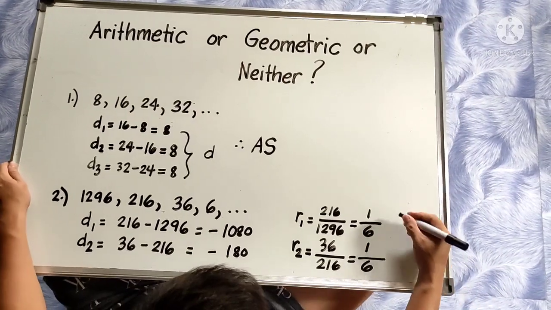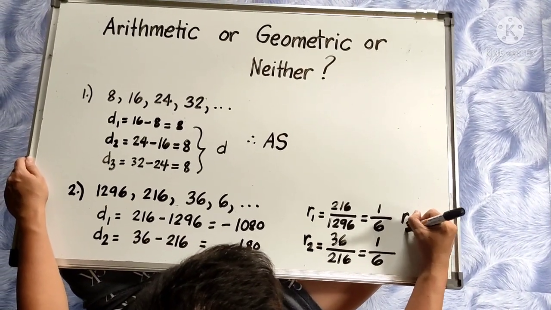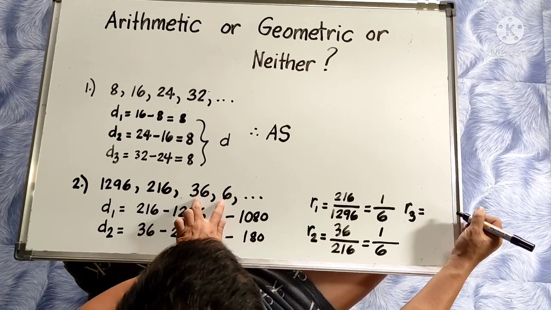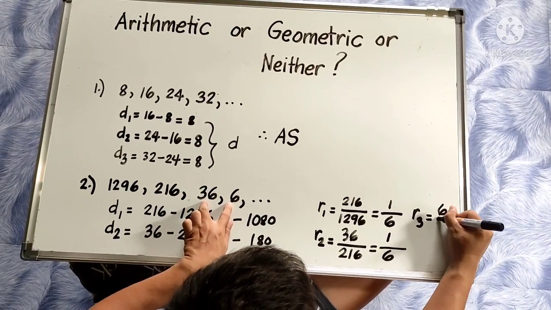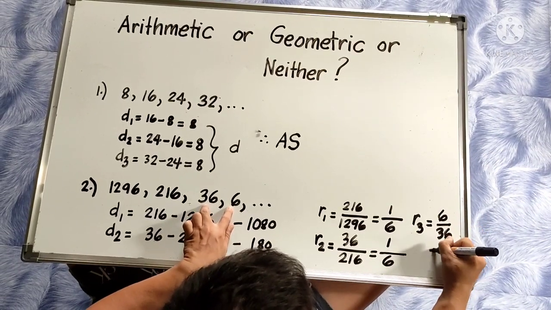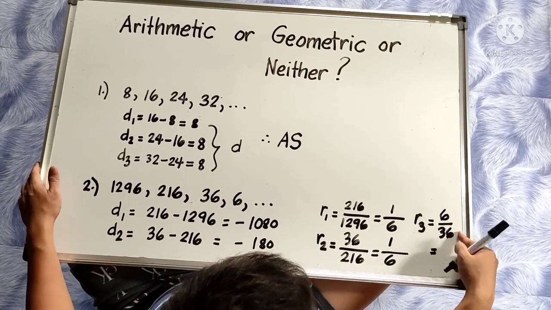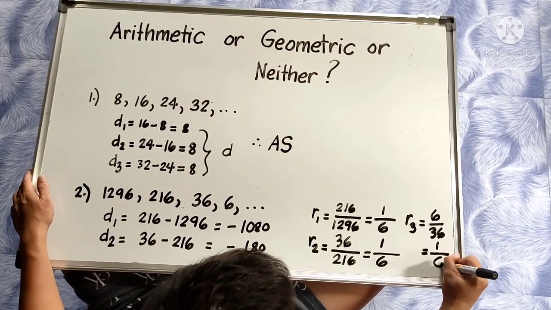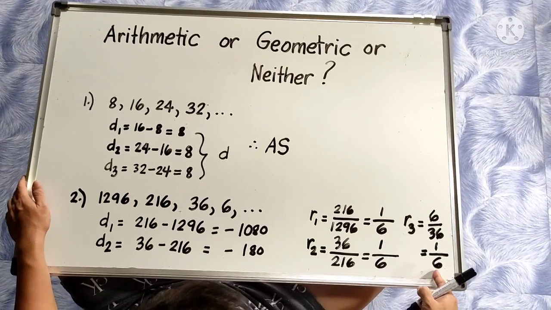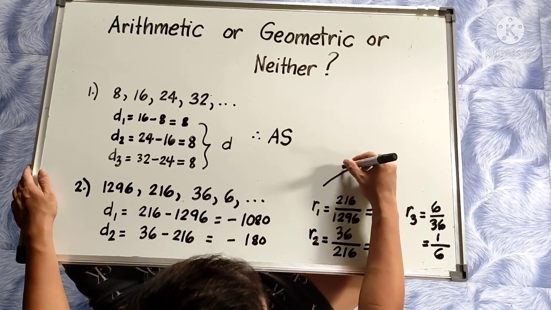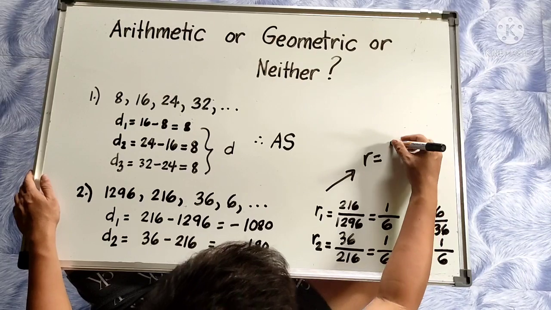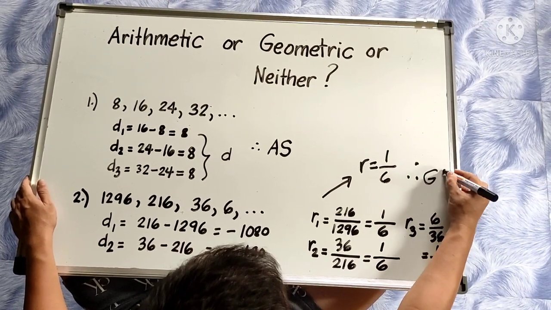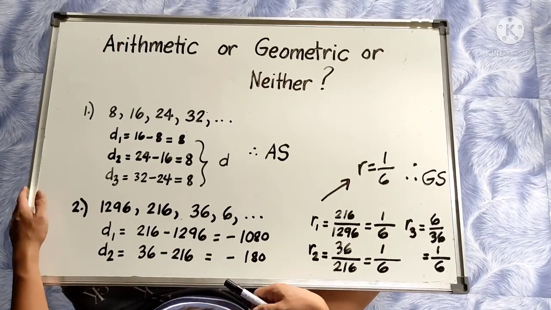But you have to proceed to the third ratio because it might be misleading you. So the third ratio would be 6 over 36, which is both divisible by 6. So 6 divided by 6 is 1 over 36 divided by 6 is 6. Do we have a common ratio? The answer is yes. There is a common ratio of 1 over 6. Therefore, number 2 is a geometric sequence.